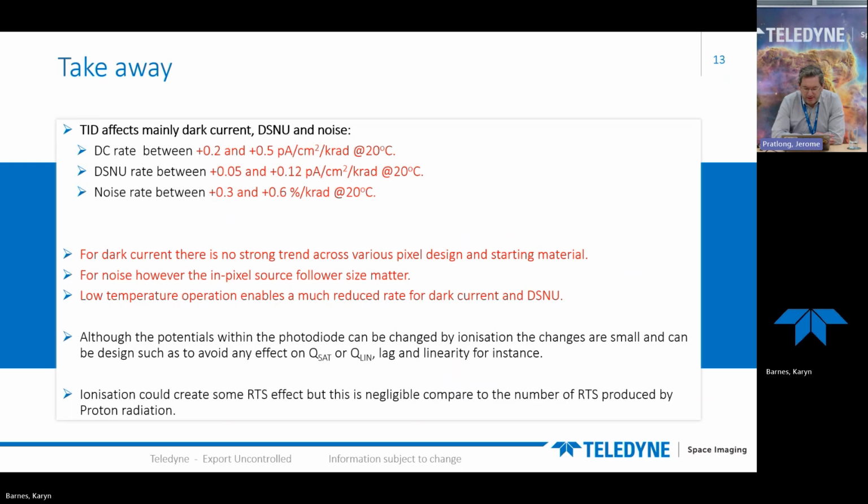Although we observe a change in potential, that can be largely mitigated by design, including within the photodiode, by making sure that the full well capacity of the photodiode is bigger than the full well capacity of the sense node. Ionization could also create RTS effects, but this is negligible and normally largely dominated by the RTS produced by the total non-ionization dose, also known as proton radiation.